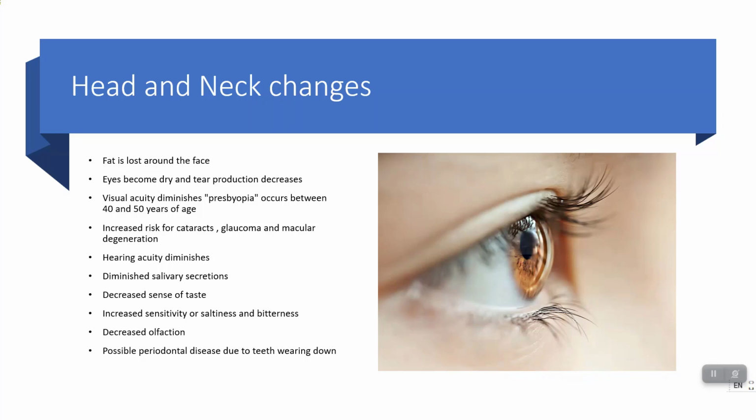Many older people, however, are bothered by dry eyes. This change occurs because the number of cells that produce fluids to lubricate the eye decreases. In some older people, tear production also decreases.